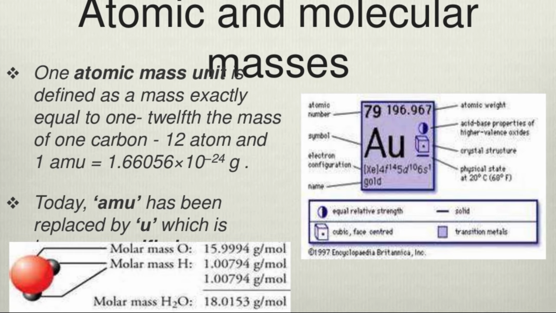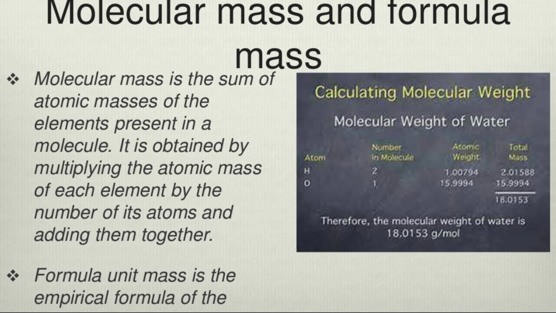Molecular mass. Molecular mass is the sum of atomic masses of all atoms in the molecule. It is obtained by multiplying the atomic mass of each element by the number of its atoms and adding them together. For example, water.